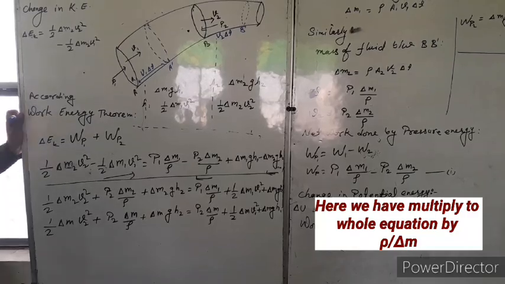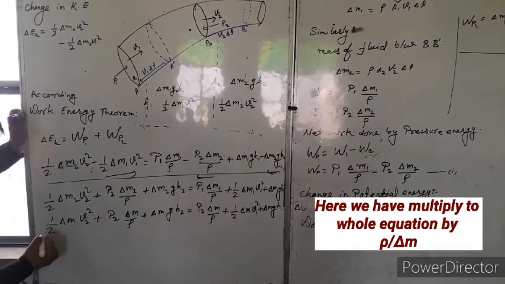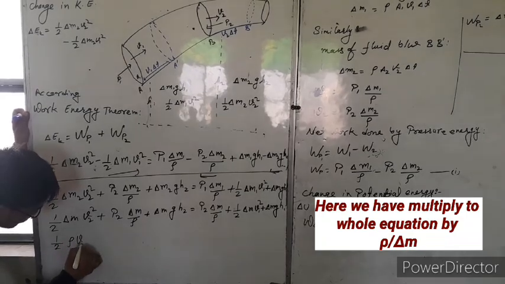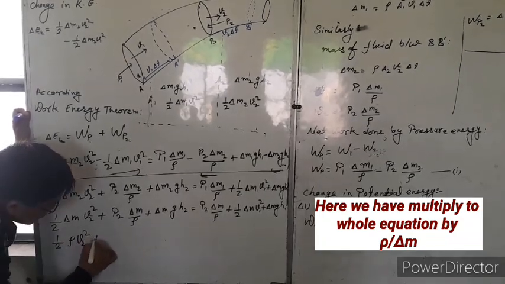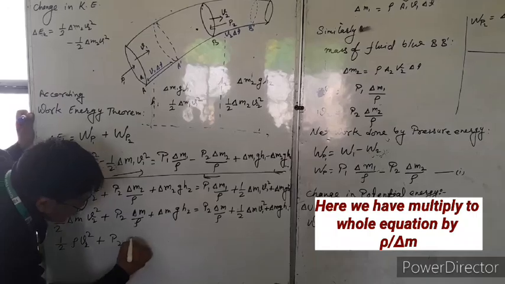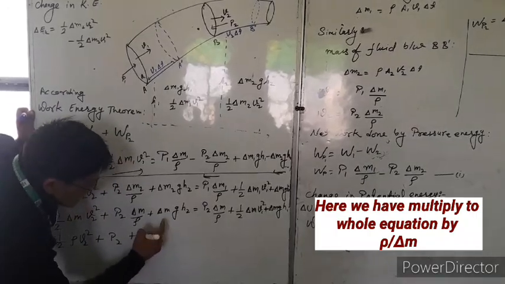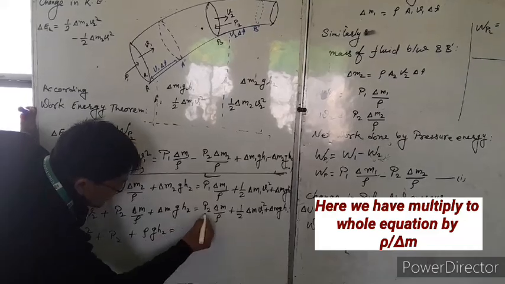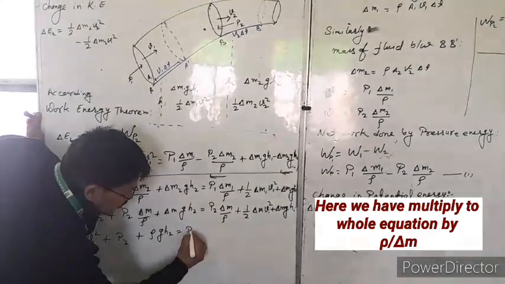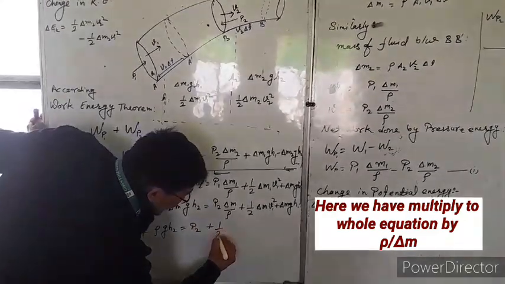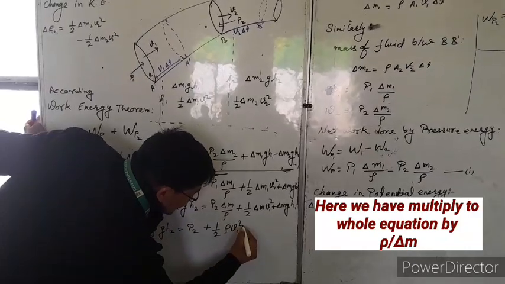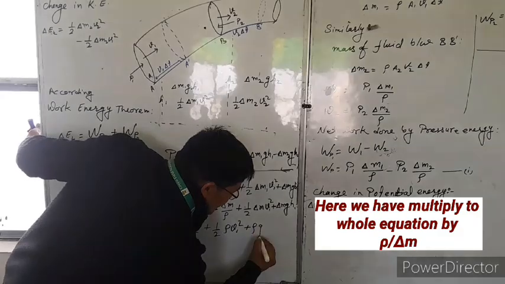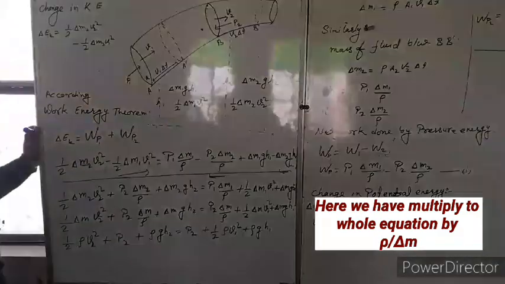Now divide the whole term by Δm upon rho. Then you will get 1 upon 2 rho v2 square plus P2 plus rho g h2, and it will become here P1 plus 1 upon 2 rho v1 square plus rho g h1. Just have a look at it.